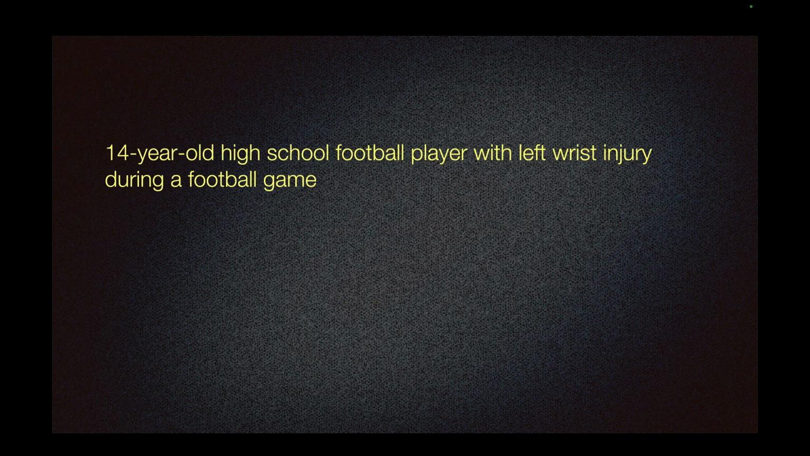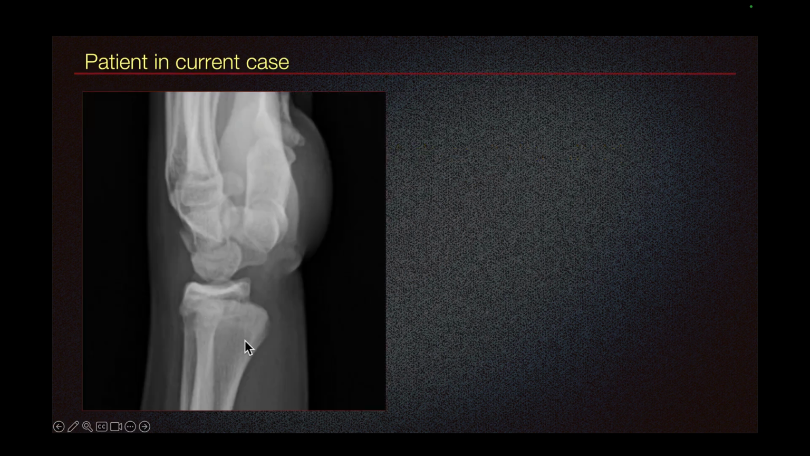We have a 14-year-old high school football player with left wrist injury during a football game. In this zoomed in lateral radiograph of the wrist, this is distal radius, this is distal ulna. We can see that the epiphysis of the distal radius has shifted posteriorly. This oblique lucency going through the metaphysis indicates a fracture. So in this case, the fracture goes through the metaphysis and out through the physis. And this fracture fragment has dislocated slightly posteriorly.